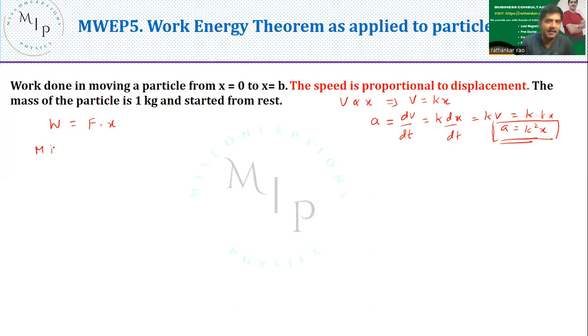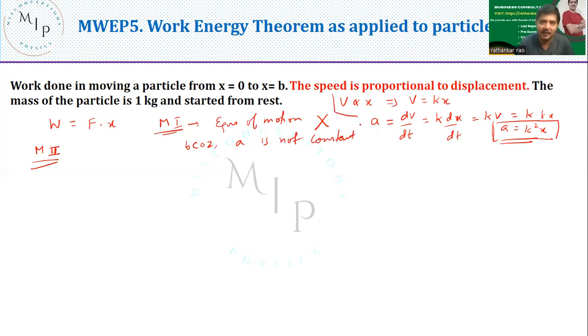Second method. Now let us look at the, okay, let me write first method. Okay, second method we are going to do. First method, M1, by equations of motion is not possible, because, I will use your internet language, because A is not constant. A is not constant. I hope everyone understands that. We are in the internet era, so we have used this.